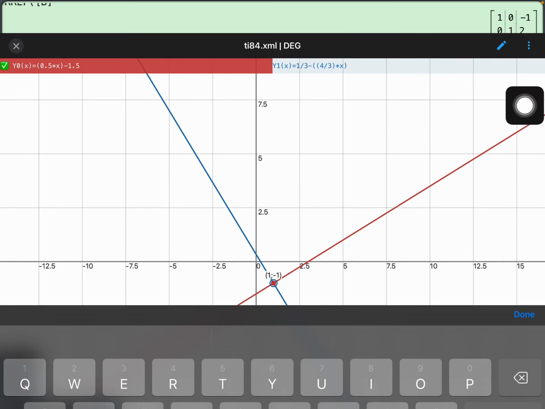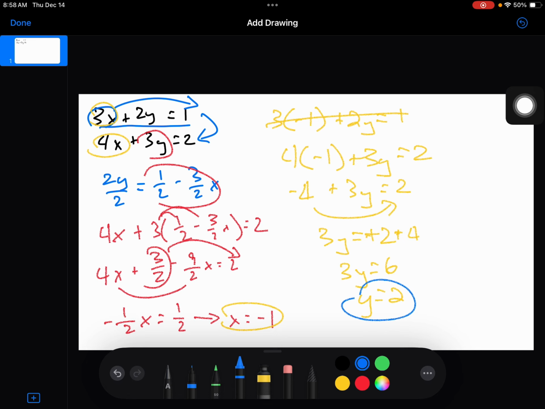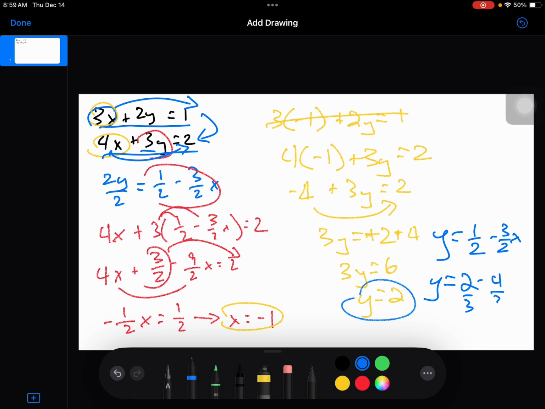Let's go over to the TI graphing calculator here. And unfortunately, the graphing calculator won't easily let you put things into standard form. So we've got to go with the y equals form, or the mx plus b form. So we've got y is equal to 1/2 minus 3/2 x. And then the other one here, we're just going to take the x, put it over to the other side, change the sign, and then divide by the coefficient of y. You get y is equal to 2/3 minus 4/3 x.